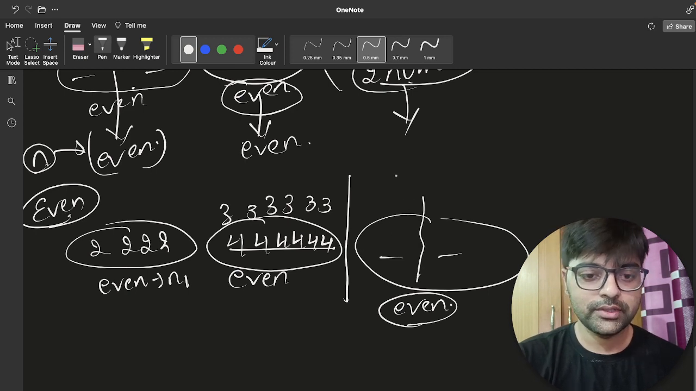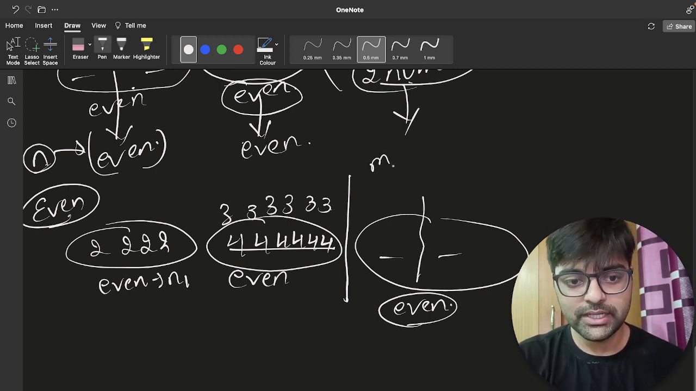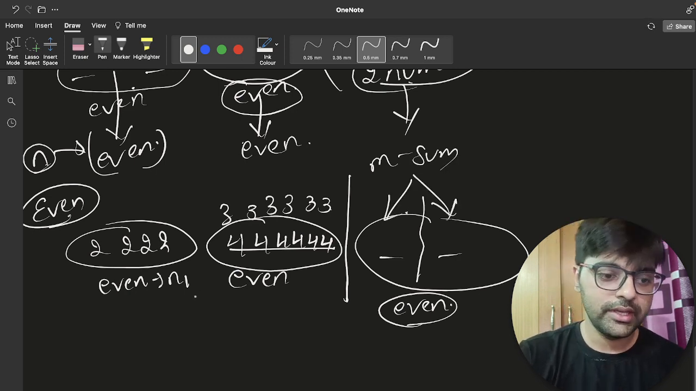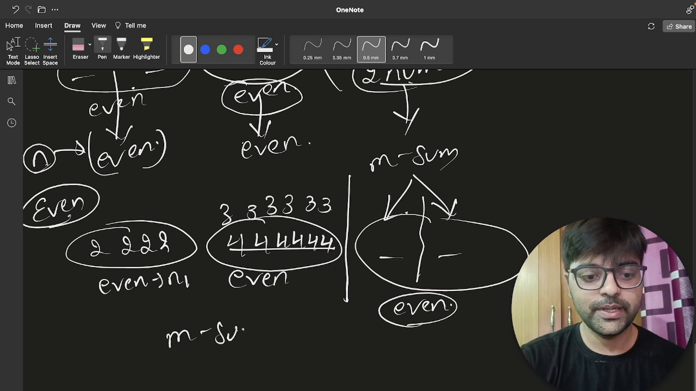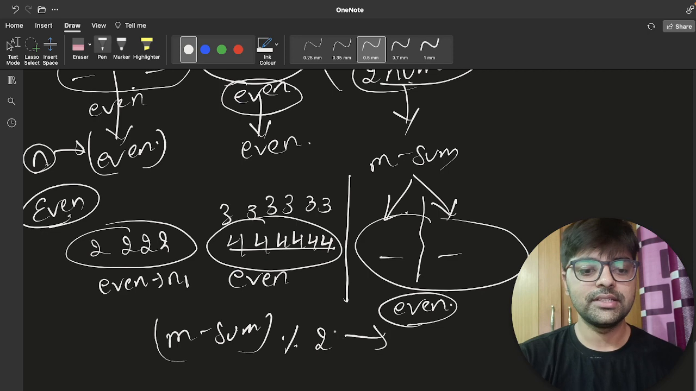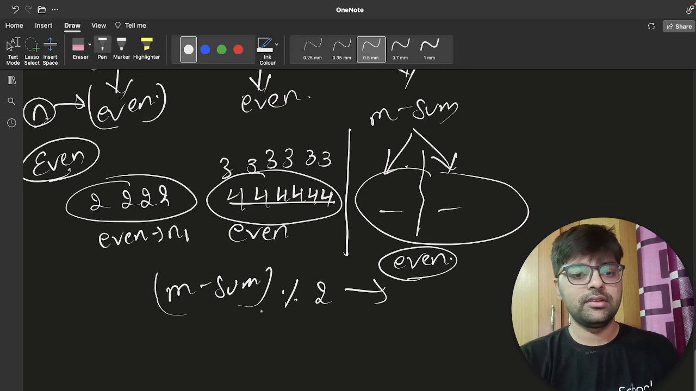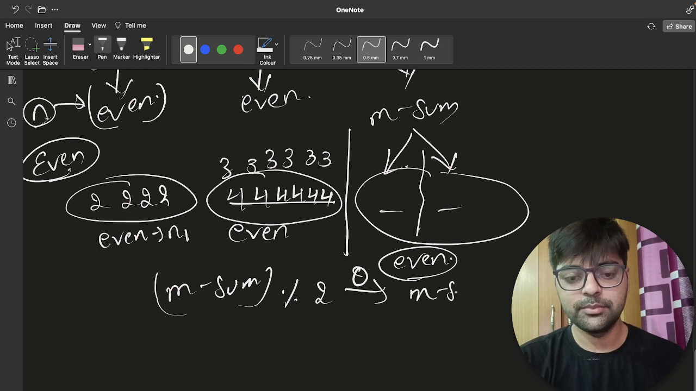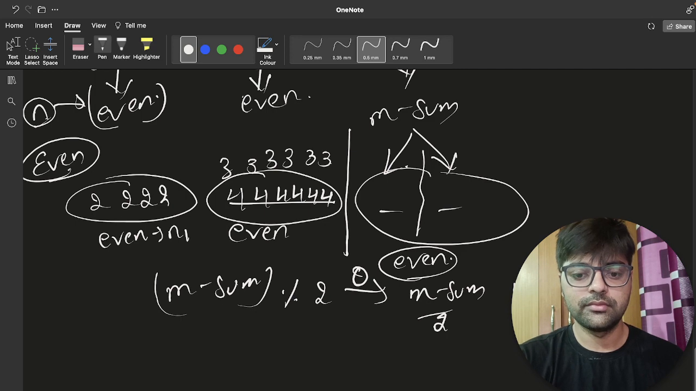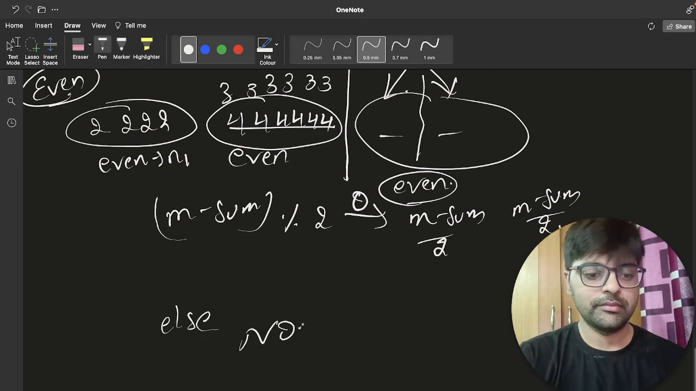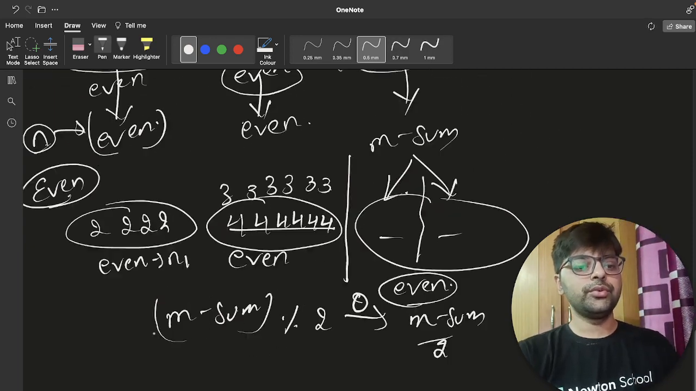So what we'll do, we will have m minus sum to be divided here by 2. So if m minus sum is divisible by 2, then we are getting the answer, modulus 2 equal to 0. Then we are getting m minus sum by 2, m minus sum by 2, else no, right? So I am going to explain once again.